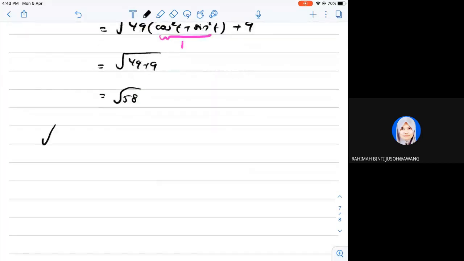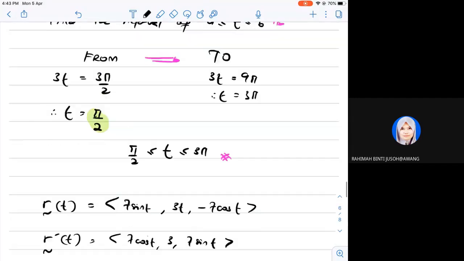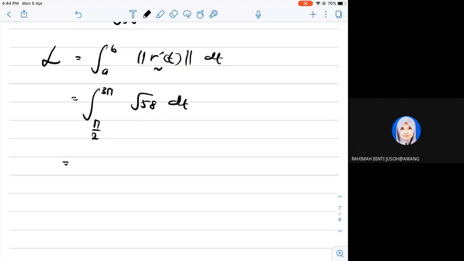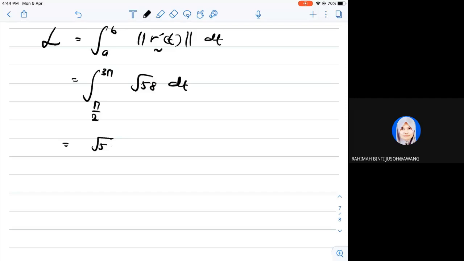So sekarang dah cari formula arc length, integration from A to B, magnitude of R prime t with respect to t. So kita ada interval kita apa tadi? T daripada from pi over 2 until 3 pi. So integration, limit of integration pi over 2 until 3 pi, magnitude of R prime adalah square root of 58 dt. Square root of 58 just a constant, so you can take this out. So square root 58 integrate terhadap t, dapat t lah.